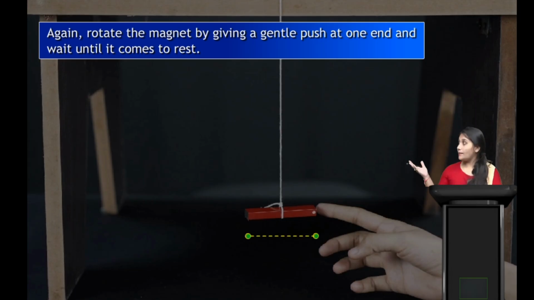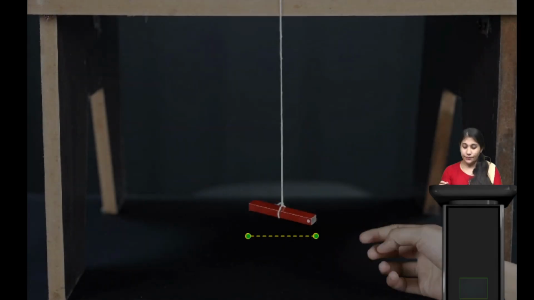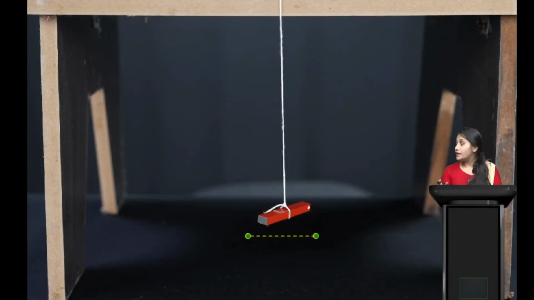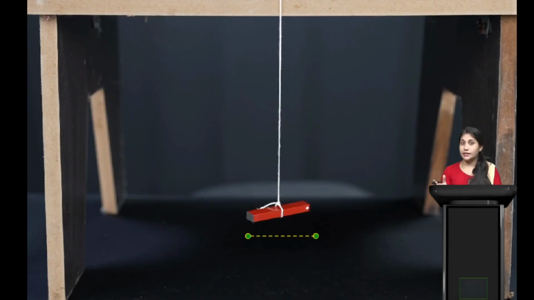Now it is said to again rotate the magnet by giving a gentle push at one end and wait until it comes to rest. Again, repeat the activity: give a gentle push to the magnet and observe until it comes to its rest position. See, now again he gave a gentle push to this magnet and the magnet is moving, rotating, and after some time it will again come to its rest position.